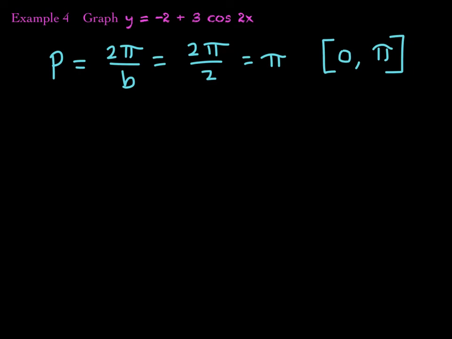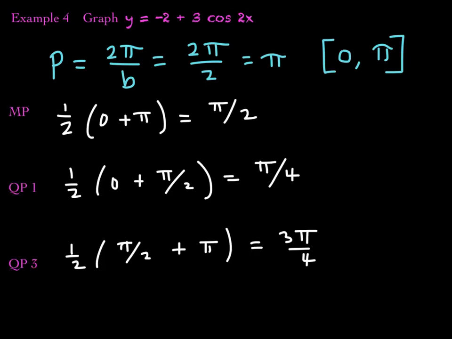I do not need to set up the three-part inequality that we have been doing in the previous examples. I don't have to do that here because there is no phase shift. Because there's no phase shift, I don't have to set up the three-part inequality to find the interval. The interval is just 0 to pi, okay? All right, what we're going to do is divide this interval into four equal parts. This is where we find the midpoint and our quarter points.